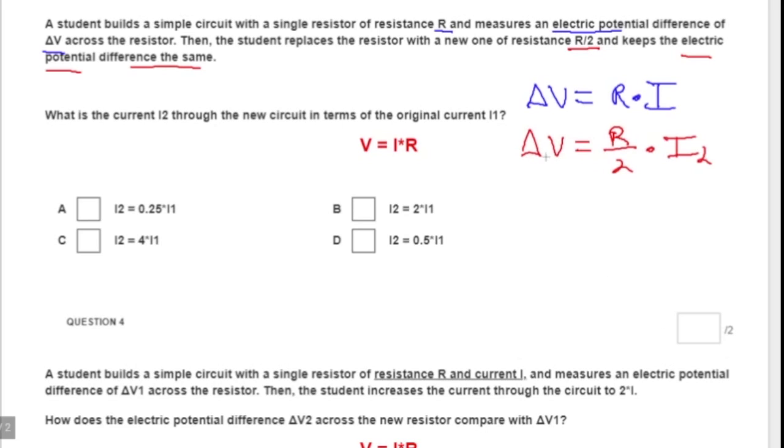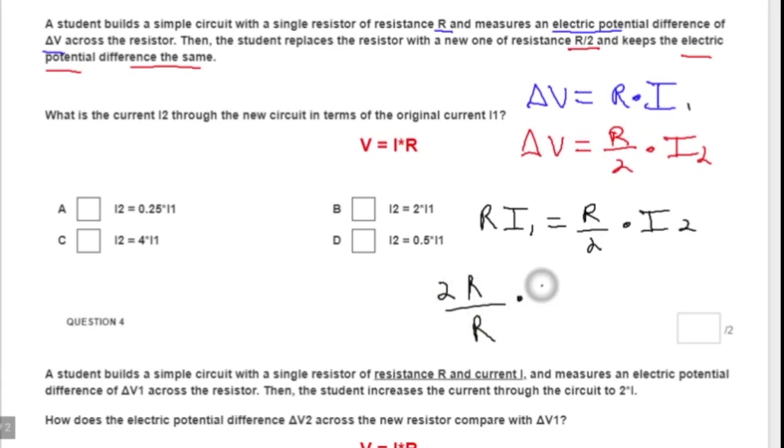So basically, when we say combine, we're just substituting the R times I in for the delta V over here. That gives us R times I1 is equal to R over 2 times I2. We want to solve in terms of I2, so we're going to divide R over 2 over the other side. That's going to give us R divided by R, and then the divided by 2 goes on top over here, times I1 is equal to I2. Therefore, R's cancel out. We're just left with I2 is equal to 2 times I1.